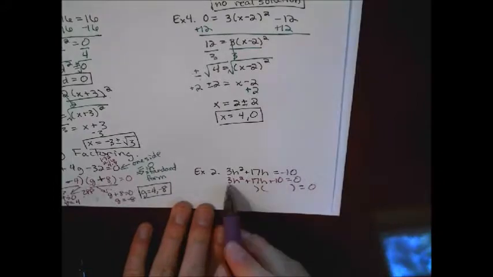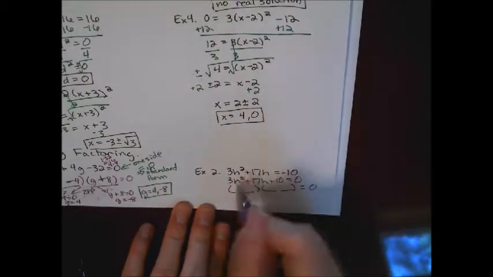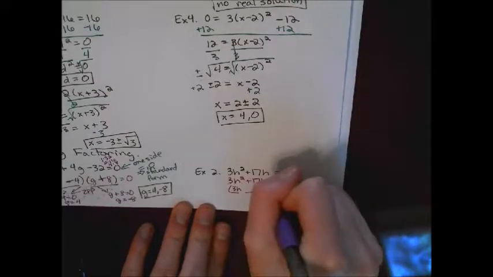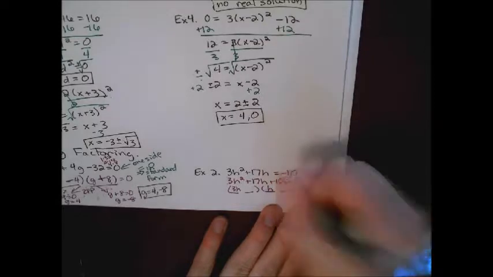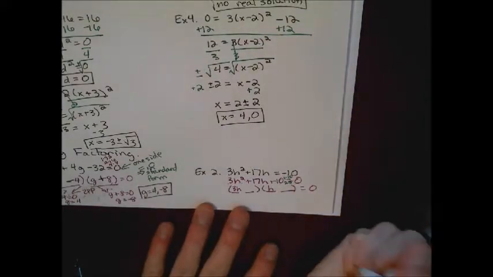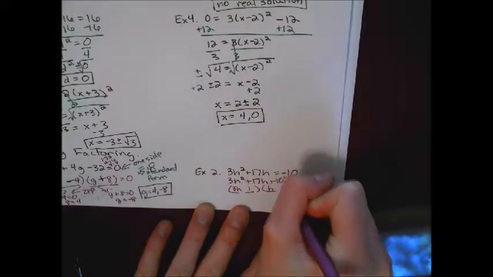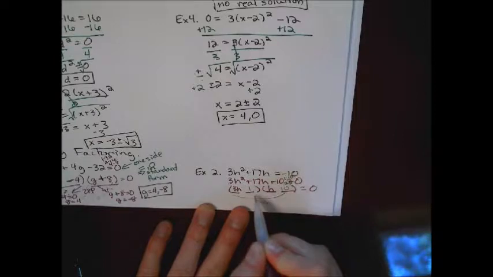We want to get 3h squared. I'm picturing 4 slots. I want to get 3h squared. So one of these is going to be 3h. One of these is going to be h. Now, in order to get 10 with the last two, I'm either going to be 1 and 10 or 2 and 5. So let's try 1 and 10. I got 30h and h.